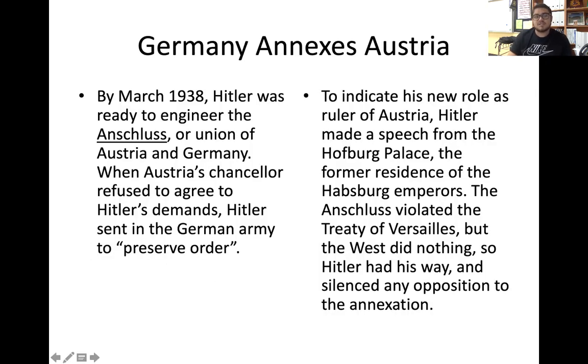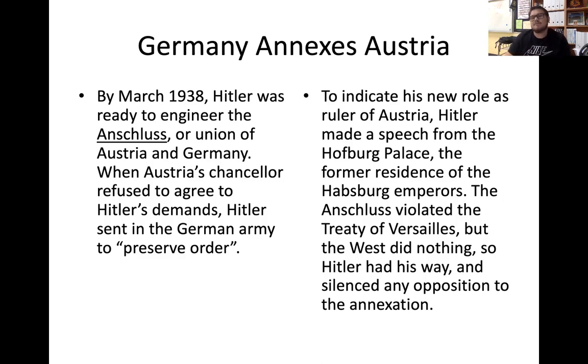When Austria's chancellor refused to agree to Hitler's demands, Hitler sent in the German army to preserve order. Now, do you think he's actually going in there to preserve order or to pretty much invade? Right, the latter. He's going in there to invade. Of course, he's not going to say, I'm invading Austria, because that would be bad, right? The rest of the world would be like, what are you doing? So he's going in there to preserve order.